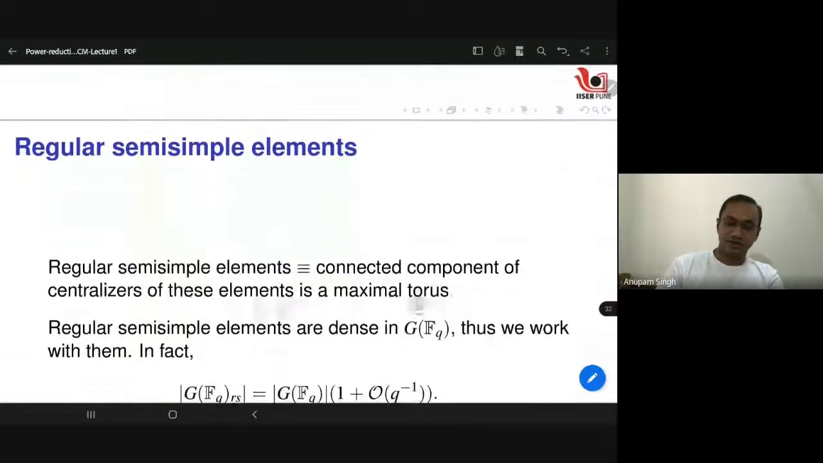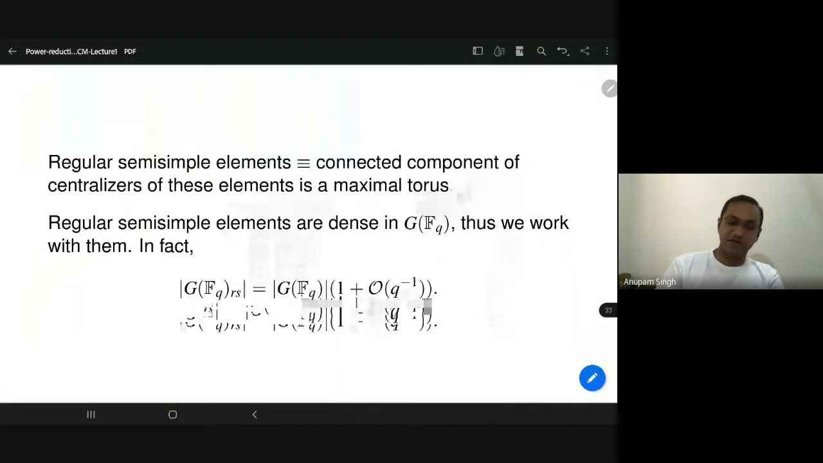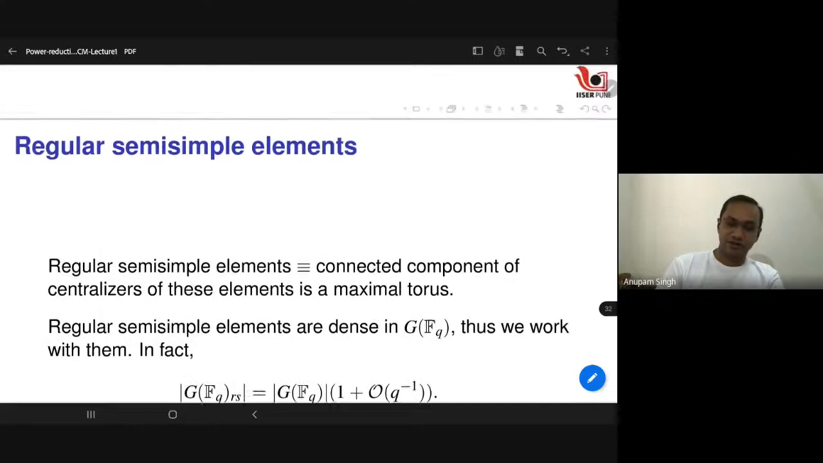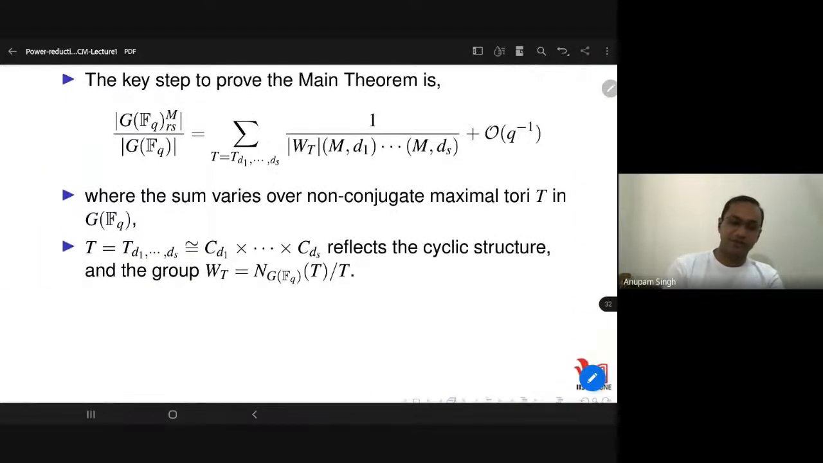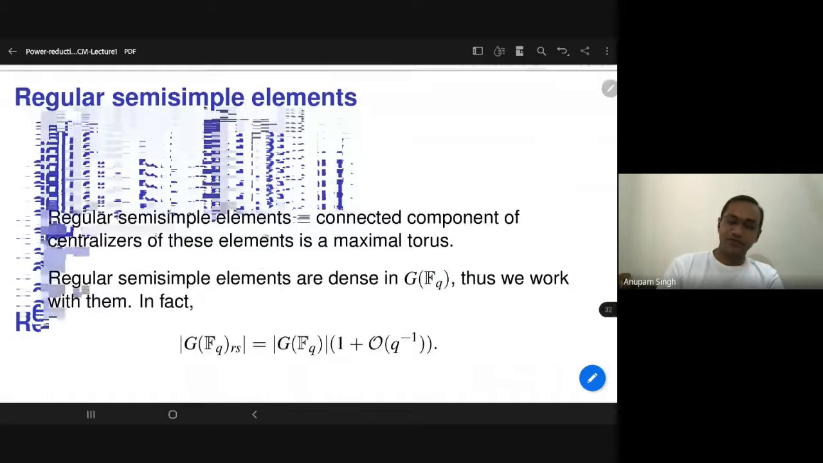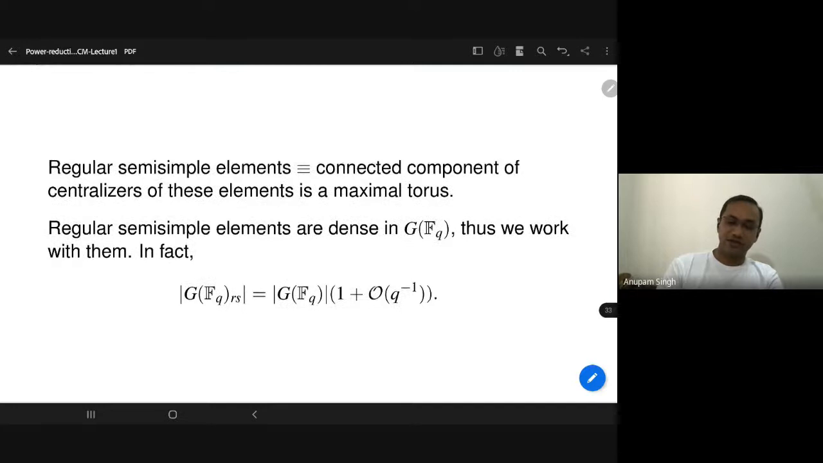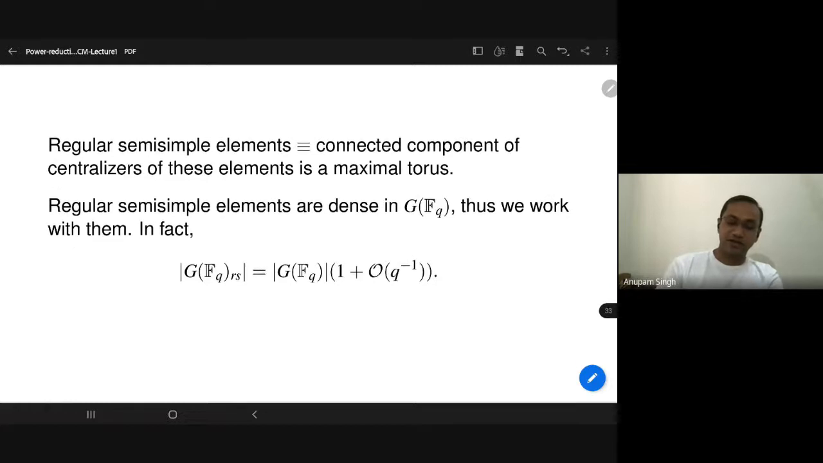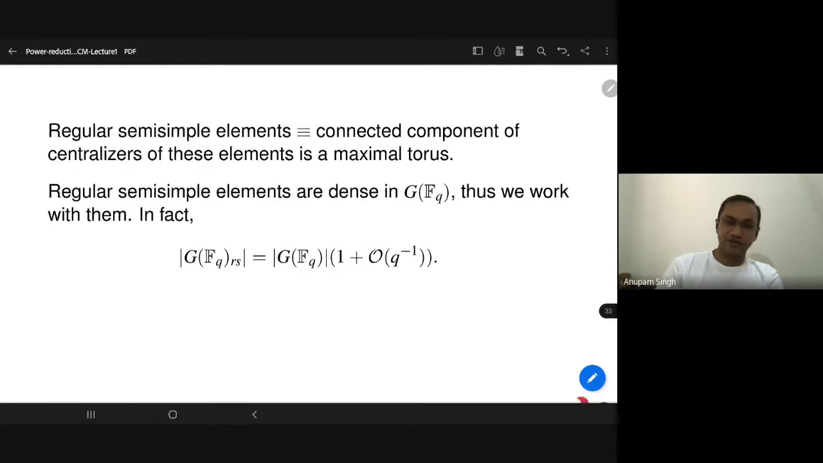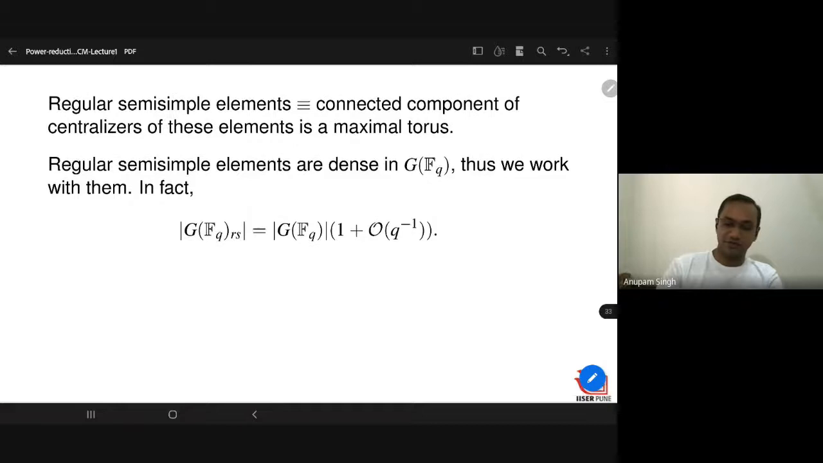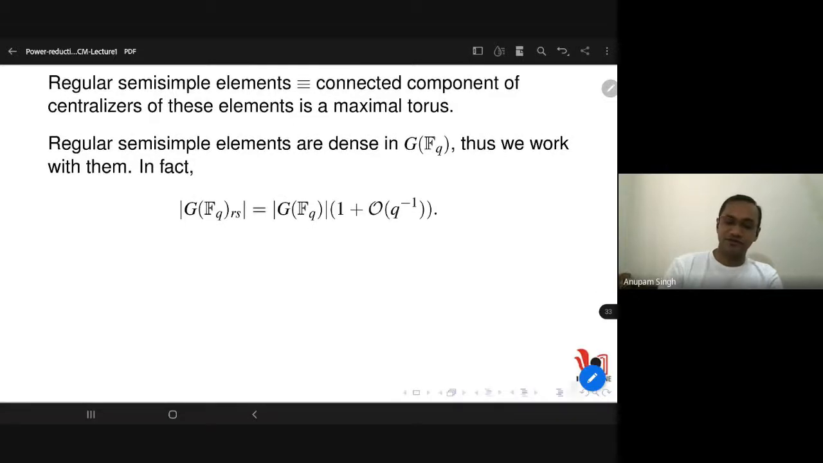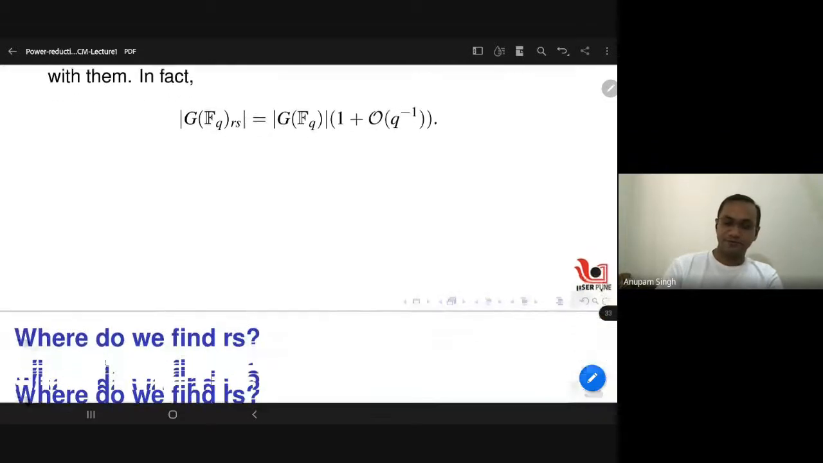Right? Okay, so just recall what we said about regular semisimple elements. Remember, I am going to work with regular semisimple elements here, which is why I've been emphasizing them. Regular semisimple elements are those for which the connected component of the centralizer is a maximal torus. So these belong to a maximal torus, in fact, a unique maximal torus. Regular semisimple elements are dense in G(F_q), which is what I just gave you a proof of. The number of regular semisimple elements is |G(F_q)|(1 plus O(q^(-1))).